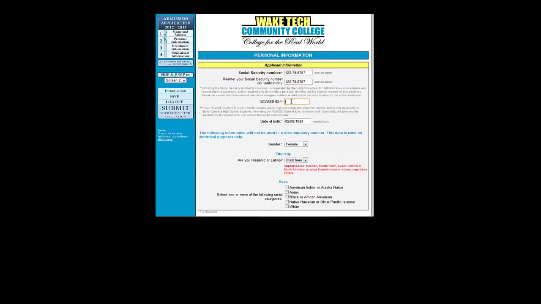The next box down is for the NCUID number. This is an ID number that is assigned to North Carolina high school students. If you did not attend a high school in North Carolina and do not have such a number, you are welcome to move on and skip it. It is not required for this page.